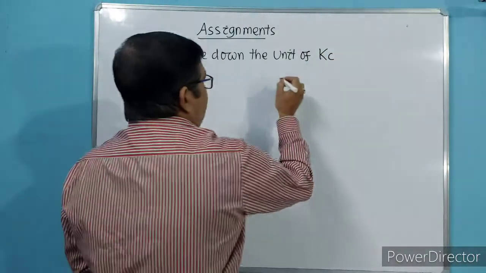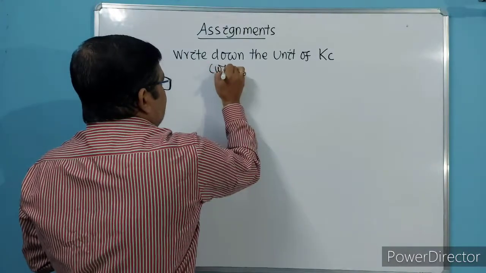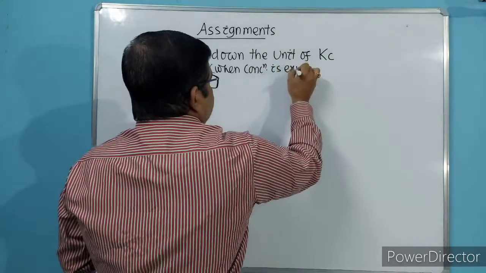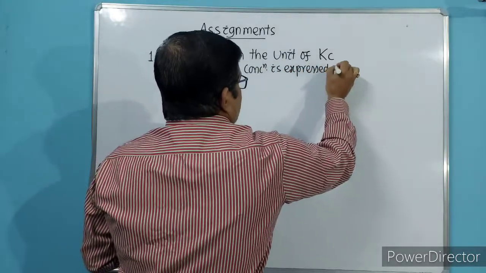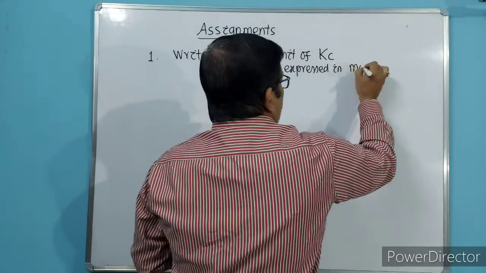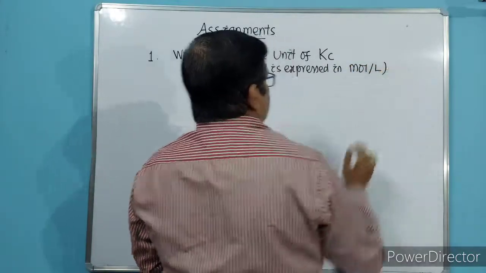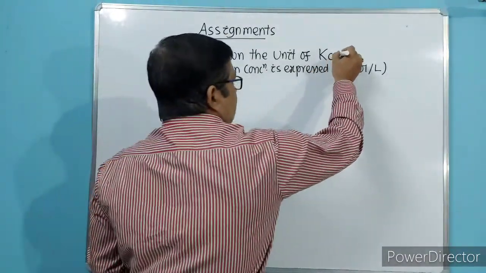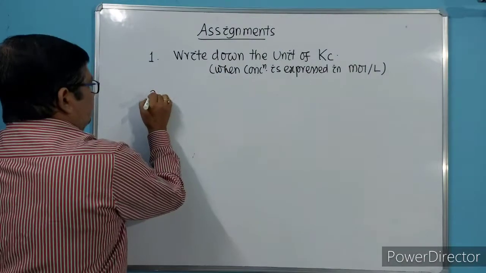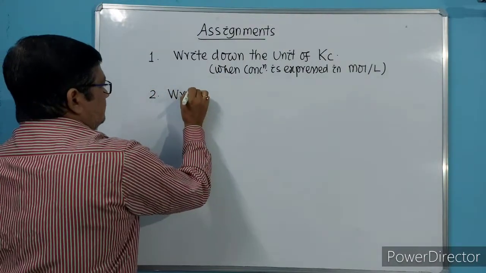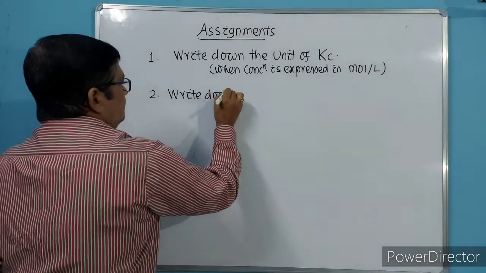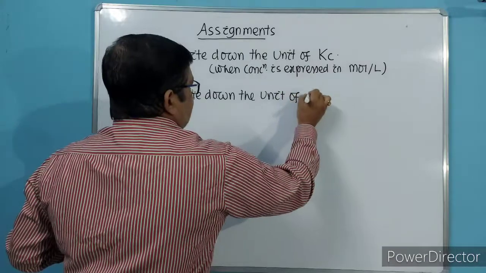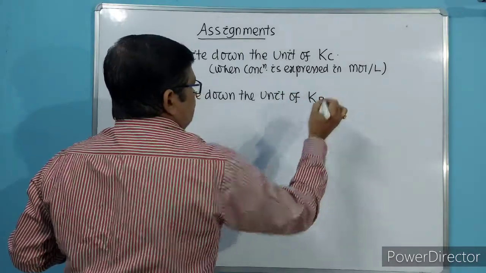Kc is the equilibrium constant when concentration of the reactants is expressed in moles per liter. So the first question is: write down the unit of Kc, the equilibrium constant in terms of molar concentration. Number 2, write down the unit of Kp, that is the equilibrium constant in terms of partial pressure.